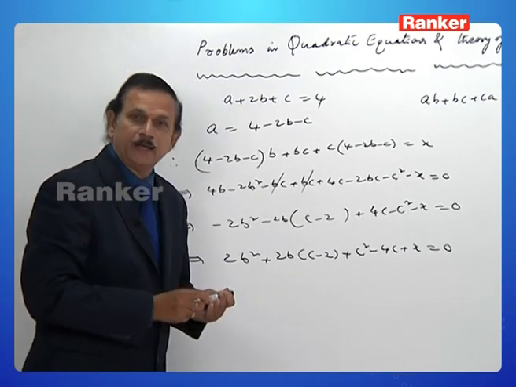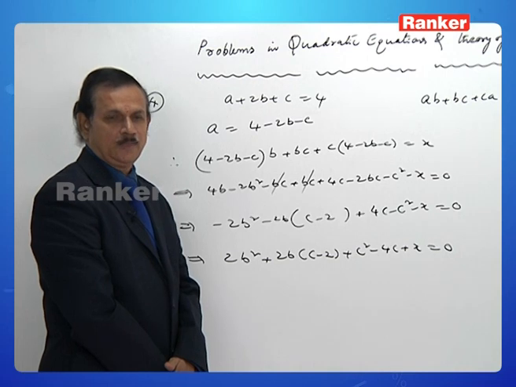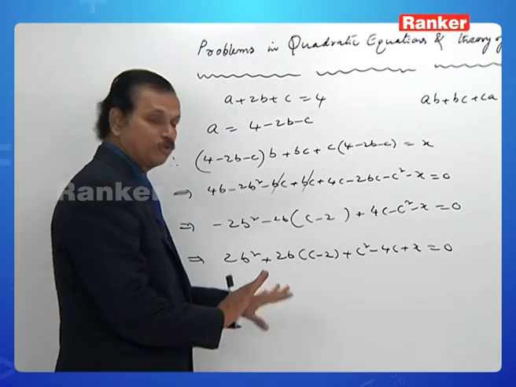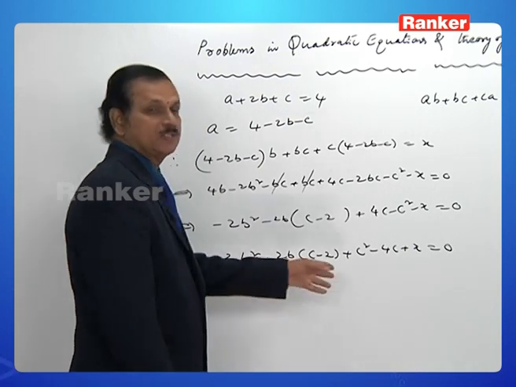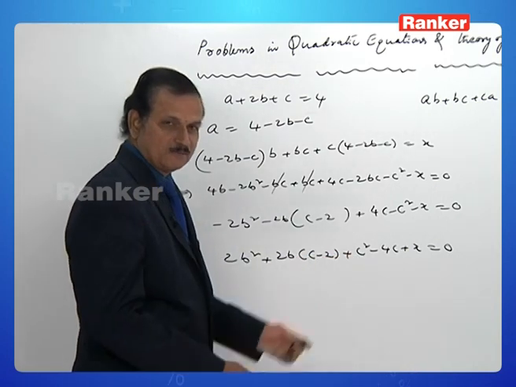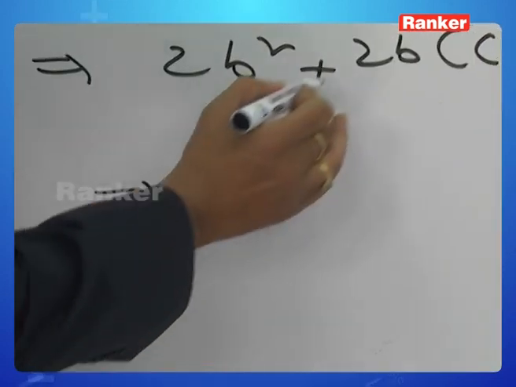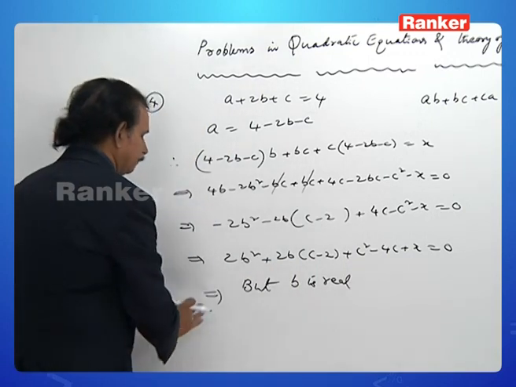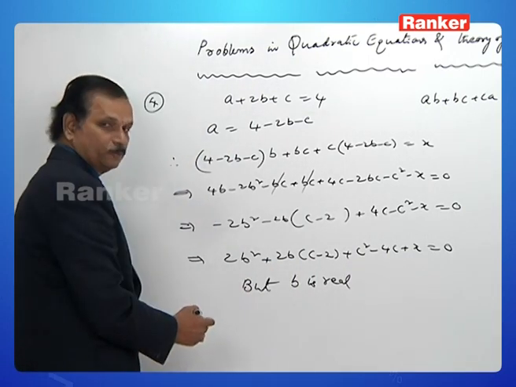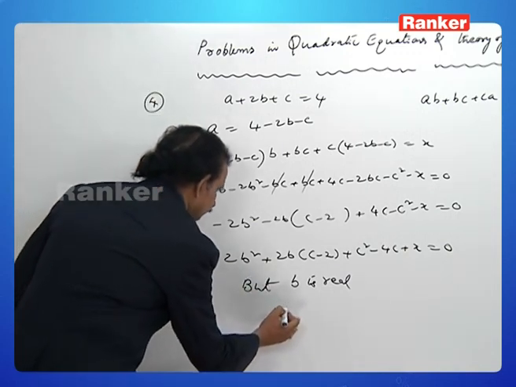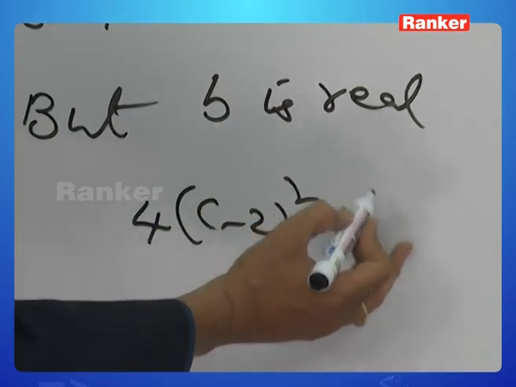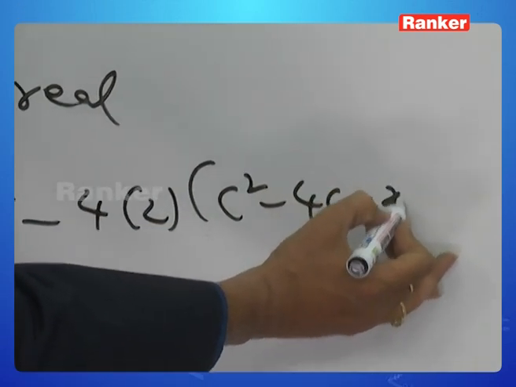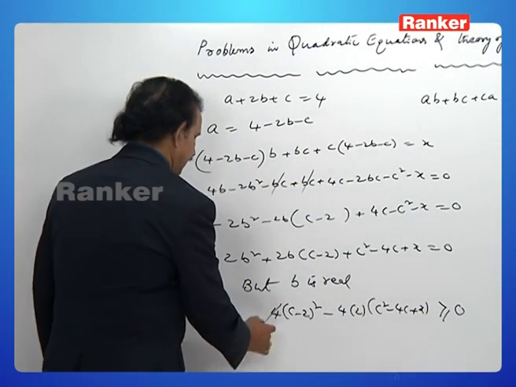Now, it is given that A, B and C are all real numbers. Therefore, roots of this equation must be real. Let us consider this equation to be quadratic in B. Therefore, the roots of this equation are real, so the discriminant of this equation must be non-negative. B is real. Therefore, the discriminant must be greater than or equal to 0. What is the discriminant? 4 into (C minus 2) whole square minus 4 into 2 into (C square minus 4C plus X) greater than or equal to 0. You can ignore 4.